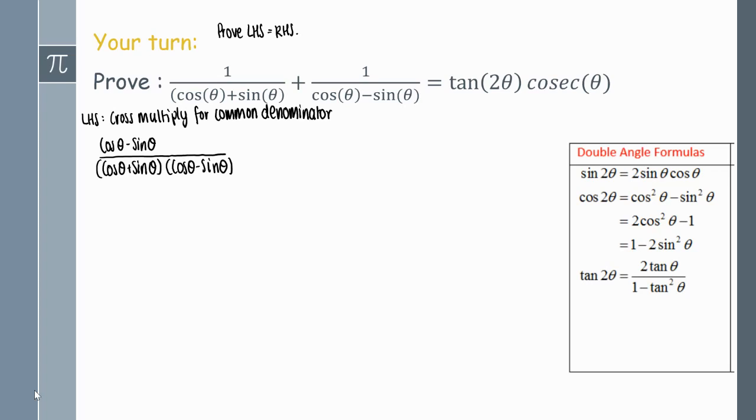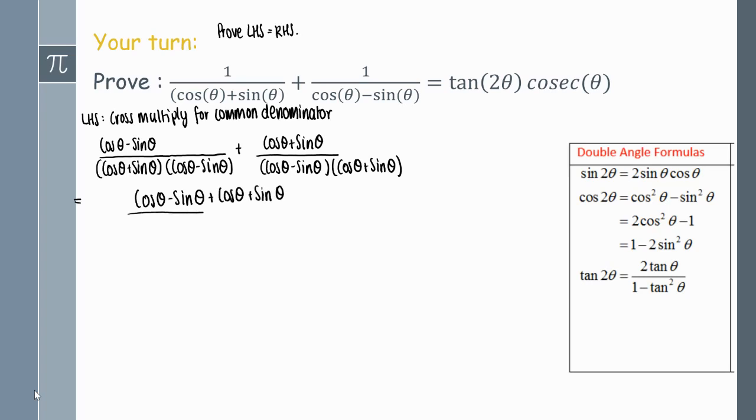1 times cos theta minus sine theta is just cos theta minus sine theta on the numerator. And then my denominator, I'm just going to multiply it, but leave the brackets. The second fraction, I'm multiplying by cos theta plus sine theta. So that's easy for the numerator because I've just times it by 1. And then what we're going to do is put it all together in one common fraction. So I'll get cos theta minus sine theta plus cos theta plus sine theta all over cos theta plus sine theta times cos theta minus sine theta.